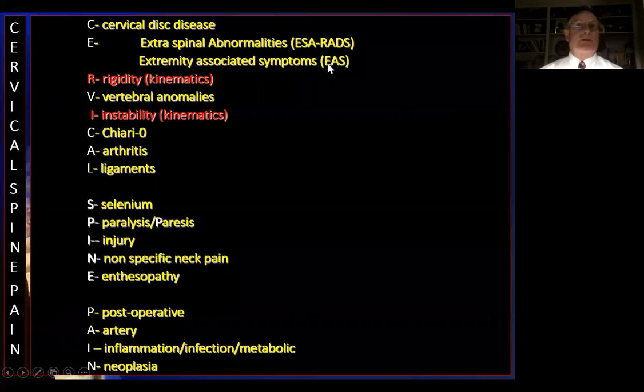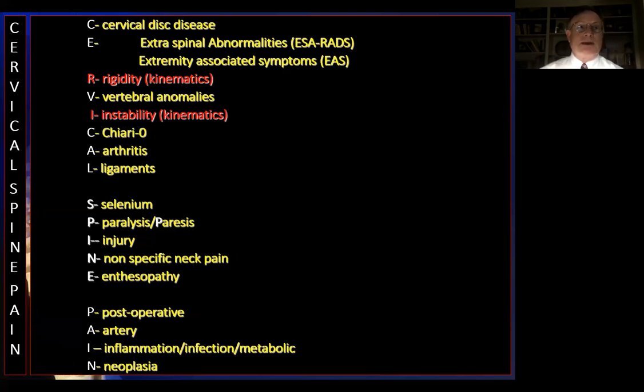So, extremity-associated symptoms. Most important, in red on our acronym, are either fixed rigid segments, which are actually more painful, or unstable segments, the instability findings that we see with kinematics. The problem with most imaging studies, supine MRIs and CTs and so forth, is that patients are lying still, not weight bearing, not moving. So we're going to miss a lot of the important stuff. And the rigidity and instability are very important.